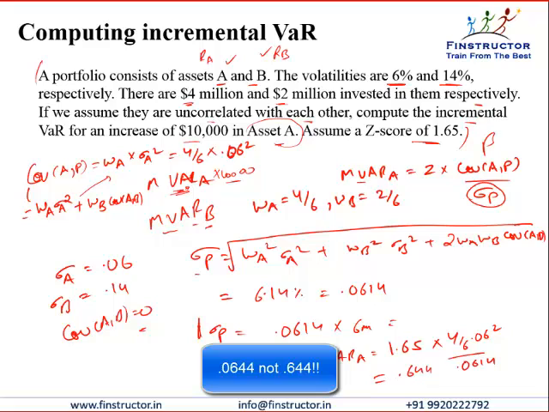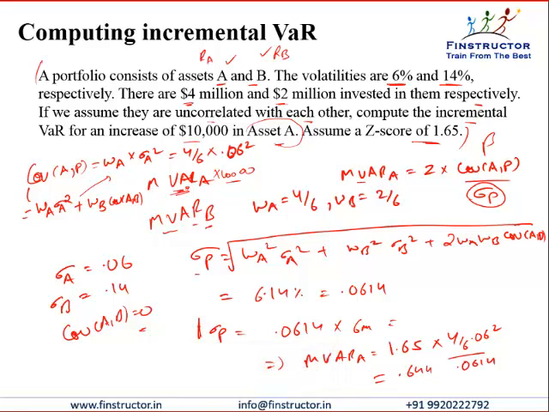That is, for every $1 increase in asset A, the VAR of the position will go up by $0.644. So if we increase $10,000 in asset A, then the VAR will go up by 10,000 into 0.644, that is about $64,400. So which is what will be the incremental VAR if we add $10,000 in asset A.